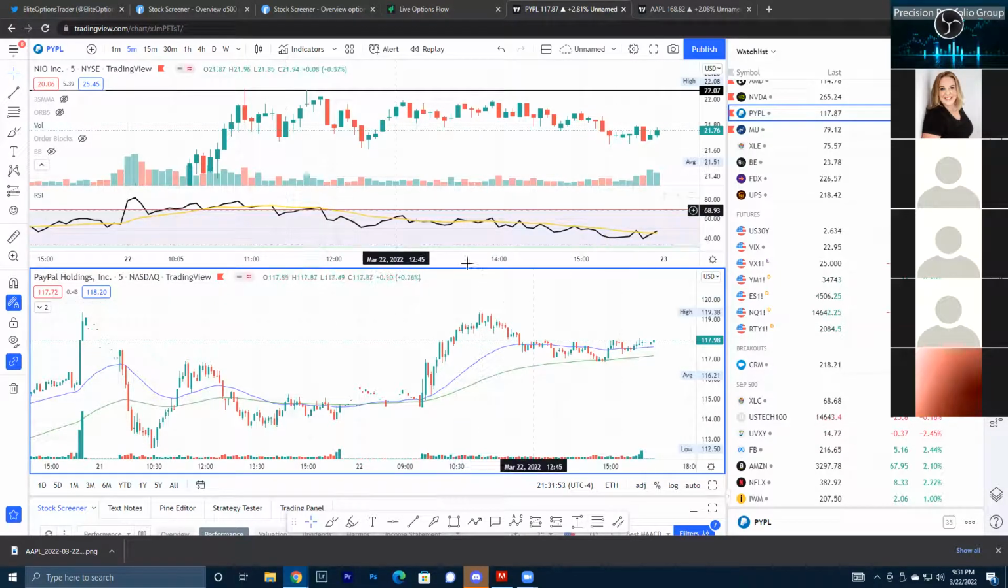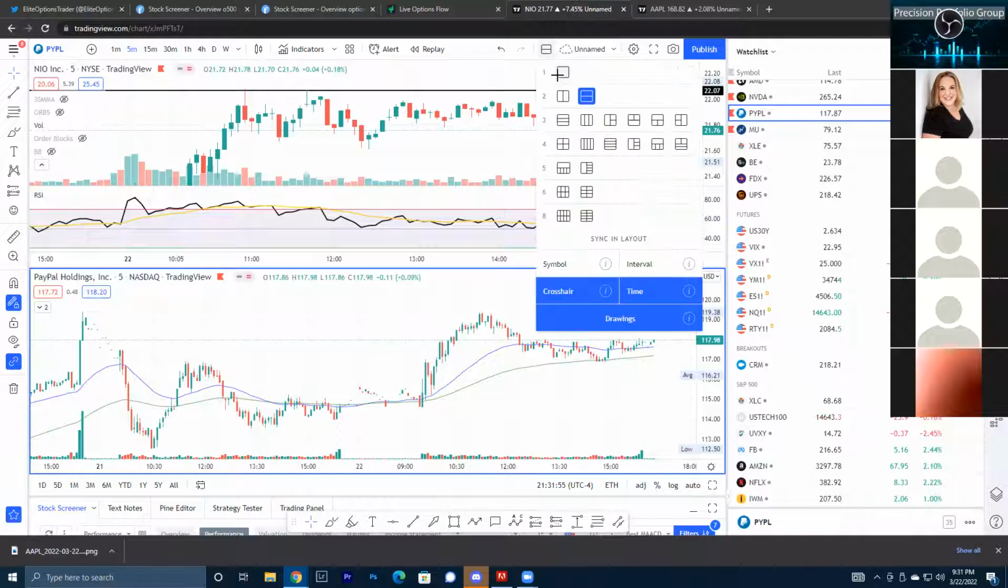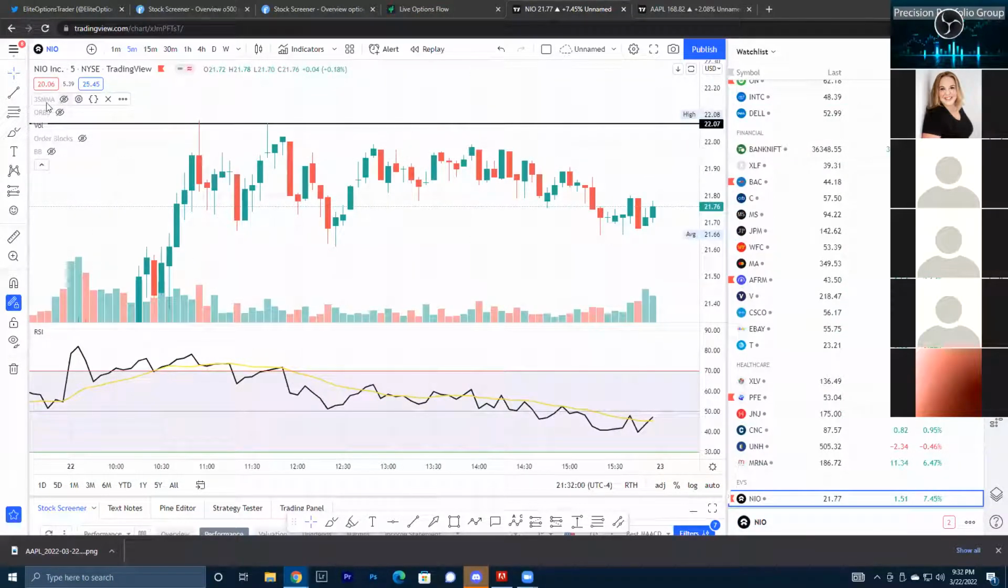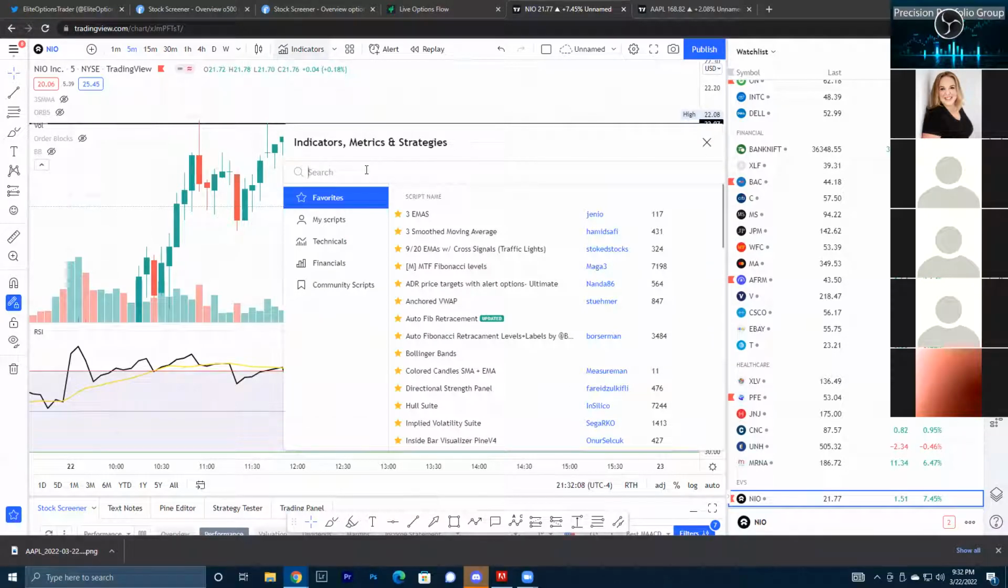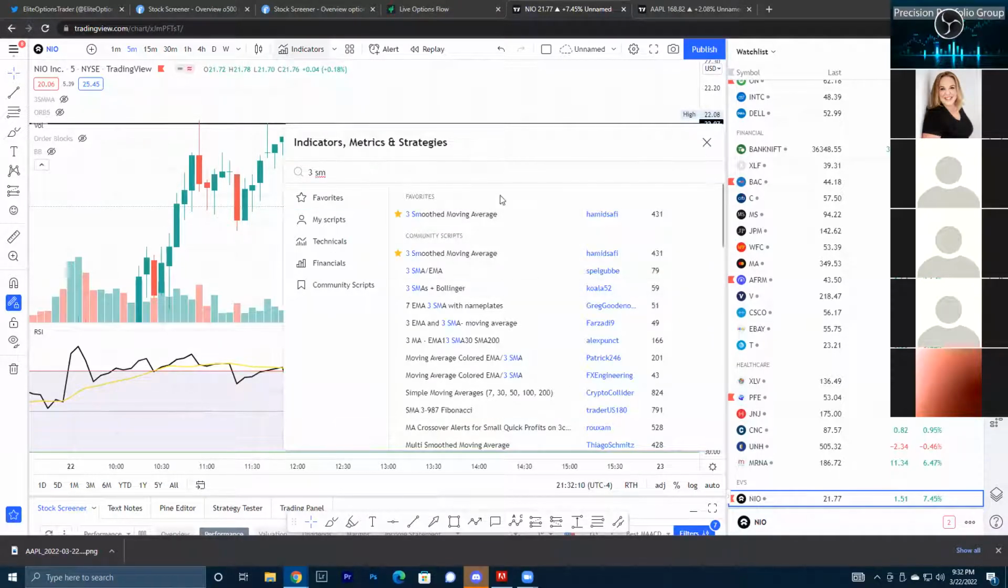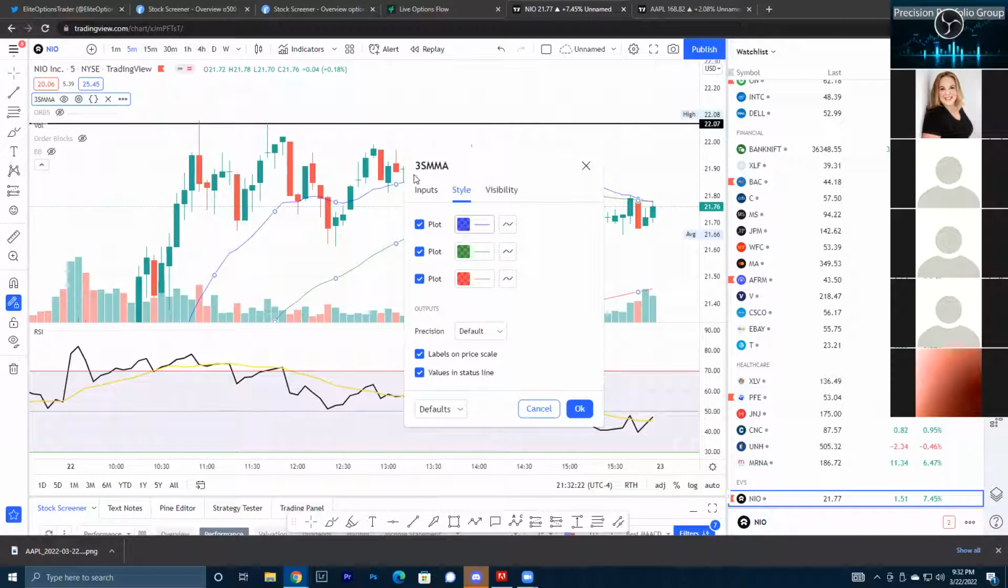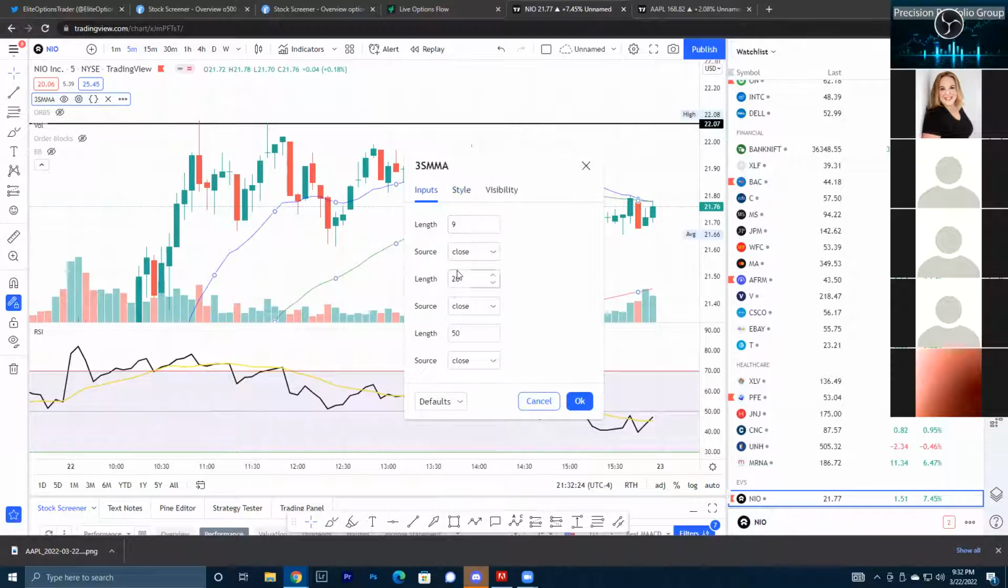So for the people that can't do this right now, that's fine. But what I would like for you to do is, number one, I want you to get this particular SMA. It's called the 3 Smooth SMA. And I'm going to put it right here. This is it, the 3 Smooth SMA by Hamid Safi. Okay, 3 Smooth SMA. And what I want you to do is set it up the way I have the 9, the 20, and the 50 SMA.